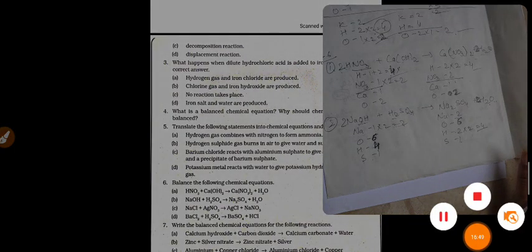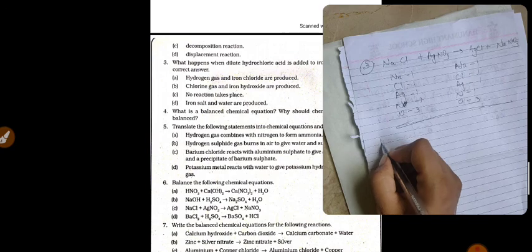Now let's take the third question. NaCl plus AgNO3 gives AgCl plus NaNO3. Na 1, Cl 1, Ag 1 and N 1, O3. First Na 1, Cl 1, Ag 1, N 1, O3. This is already balanced. So this is the balanced equation.